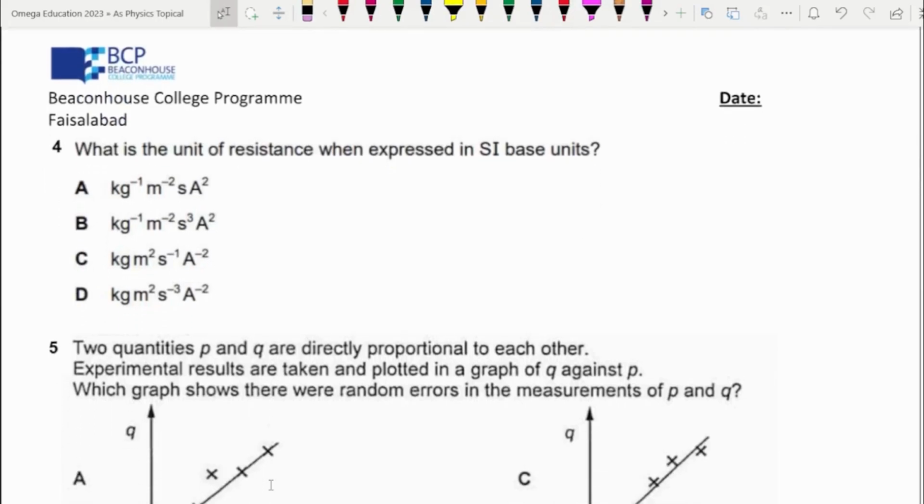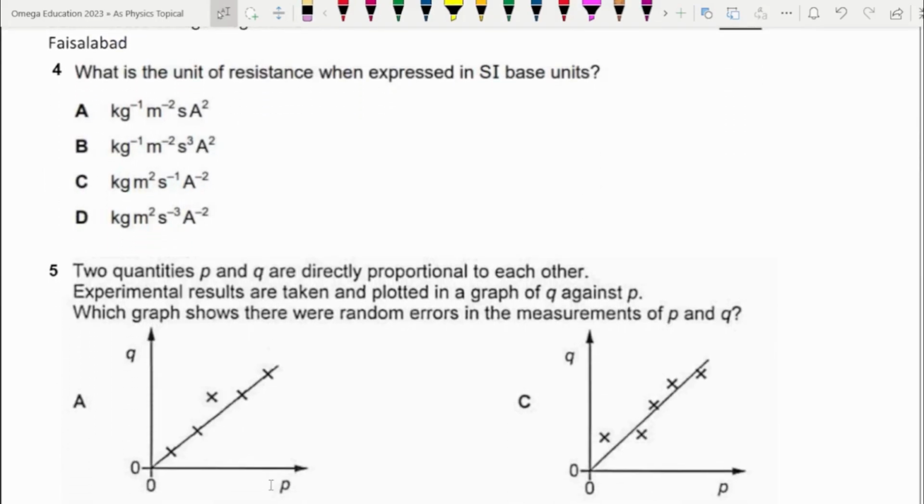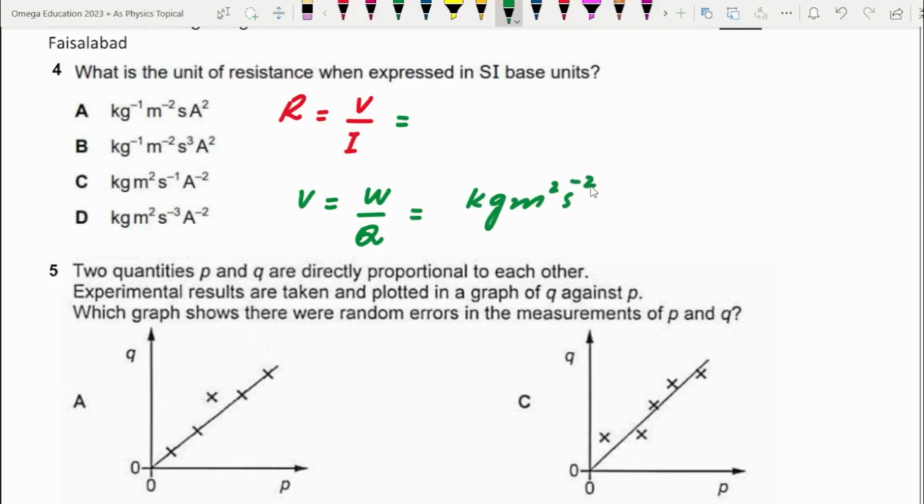What is the unit of resistance when expressed in SI base unit? So resistance, the formula that we have is V over I. We study this equation as Ohm's law in IGCSE and O-level physics. Now what does voltage equal to? Voltage equals to W over Q, work done per unit charge. Now what do we have for the work done? We have kg meter square per second square.